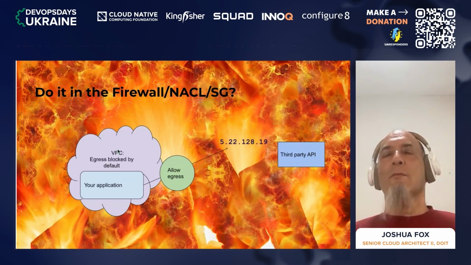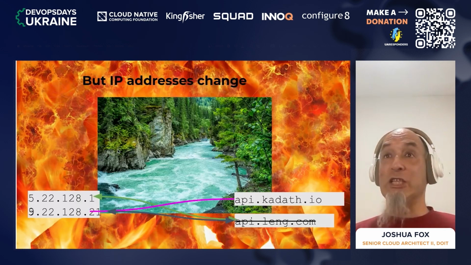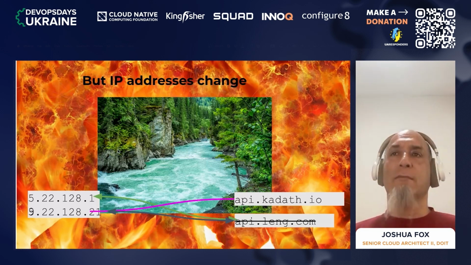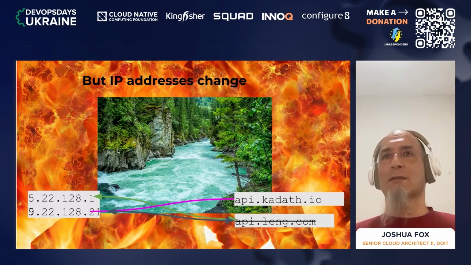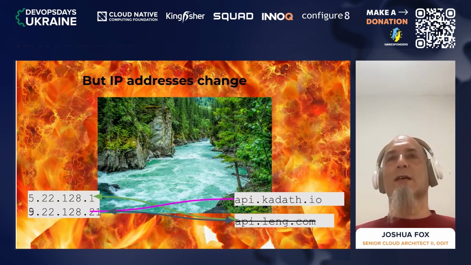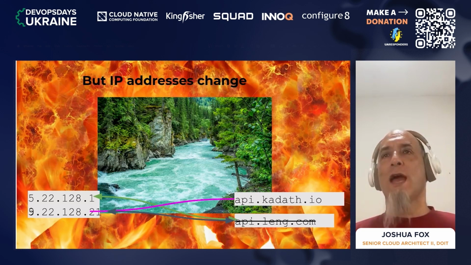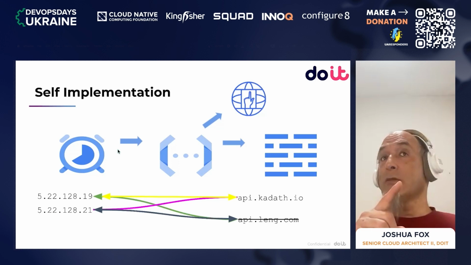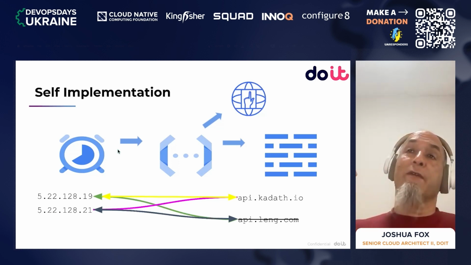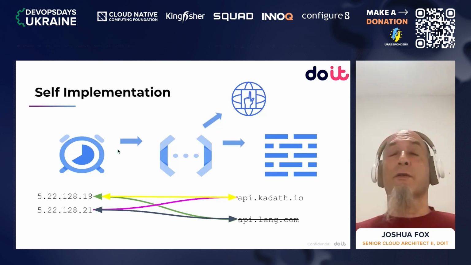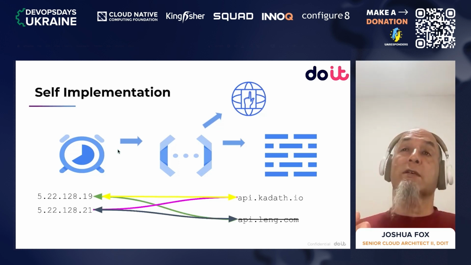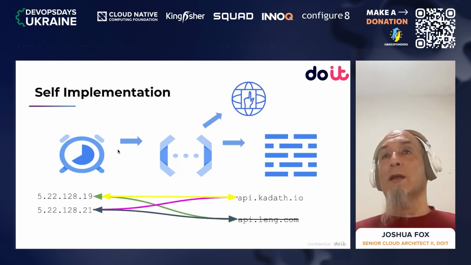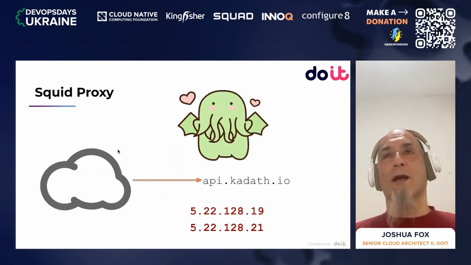Well, no, you can't, because IP addresses can change at any time. They could change every few seconds, every 30 seconds. There's no guarantee. And so you need to find some way to capture the fact that the IP addresses can change. One domain could have many IP addresses. So you could set up a cloud function or a Lambda that checks every 5 seconds and updates the firewall or the NACL with the IP addresses that belong to the domain, allowing egress to it. I don't recommend doing it yourself.